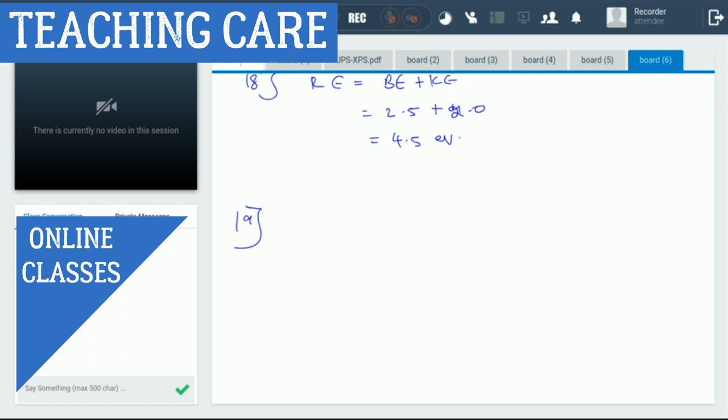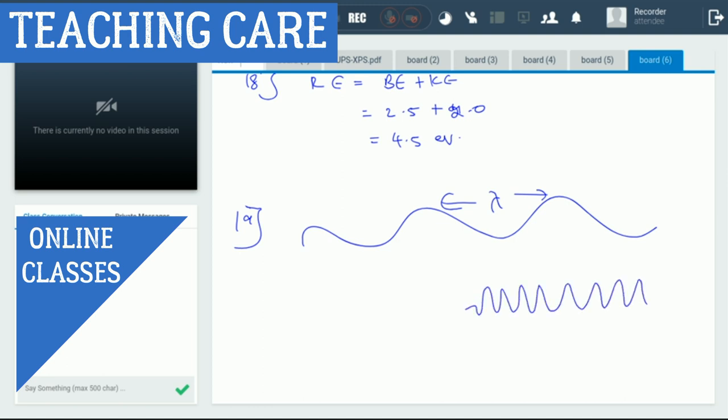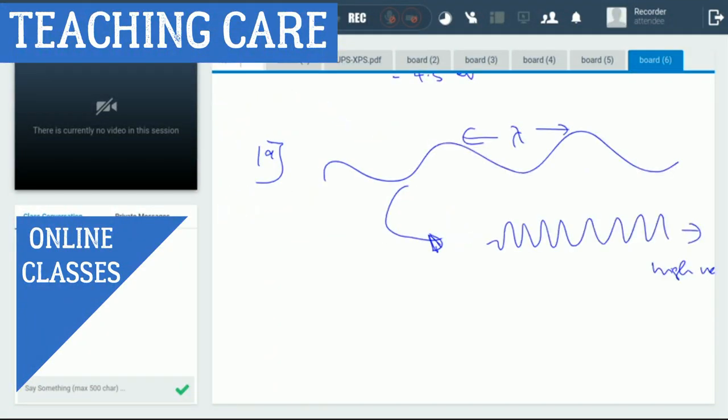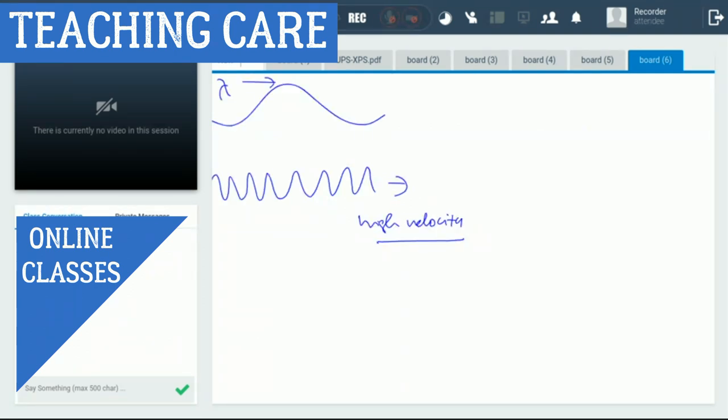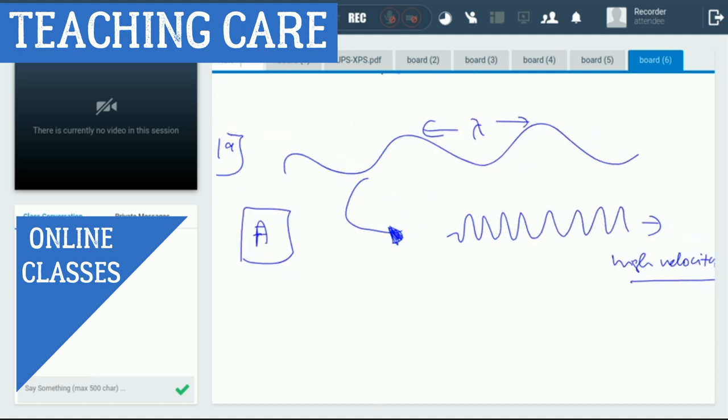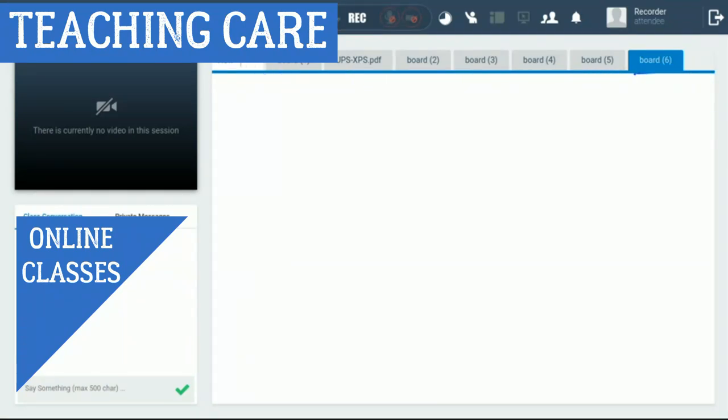Correct, A. Because if the wavelength is bigger, speed will be less. If wavelength is small, frequency will be more and it will have high velocity. Going from higher wavelength to lower wavelength increases the frequency and it will acquire high velocity. So the answer is A: a shorter wavelength would increase the kinetic energy. Frequency and speed are related, and frequency and wavelength are opposite: longer wavelength, lesser frequency.